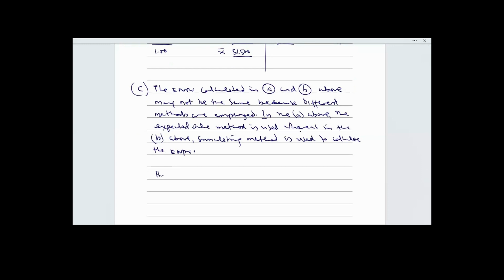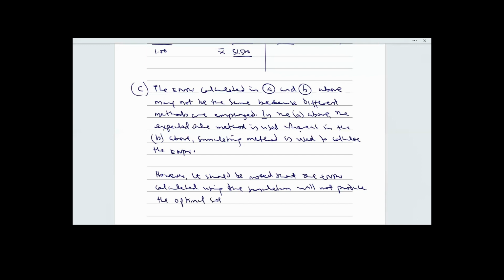However, it should be noted that the expected NPV calculated using the simulation method will not produce the optimal solution, but a good enough or near optimal solution. So that's the end of the question.